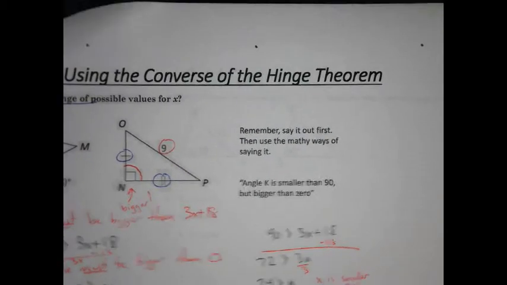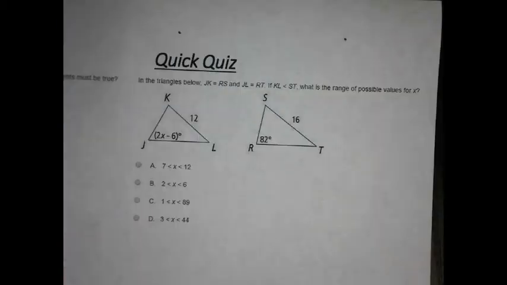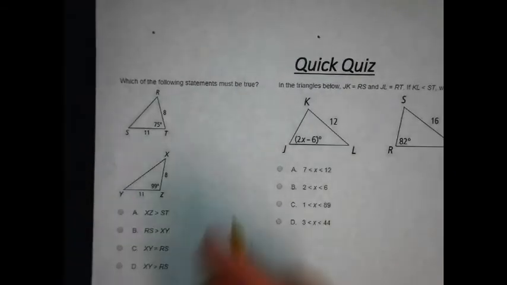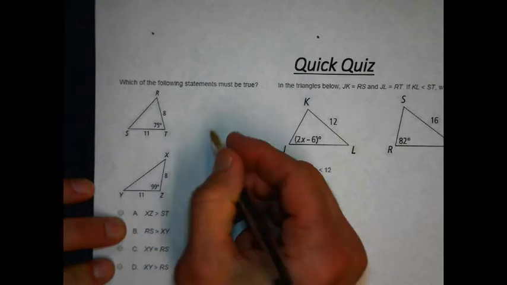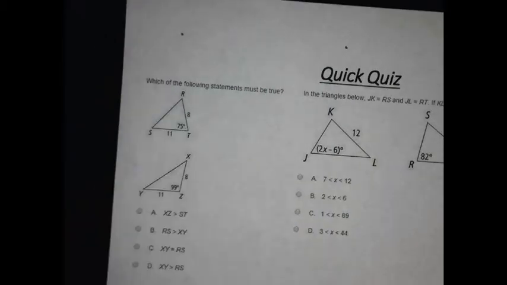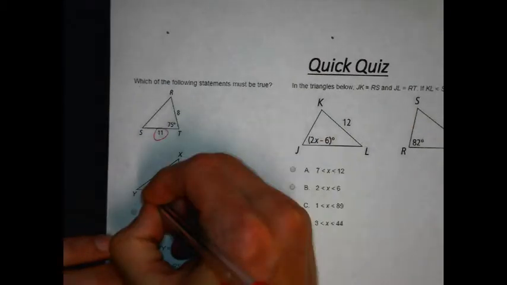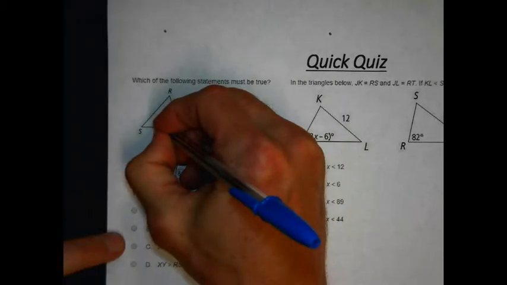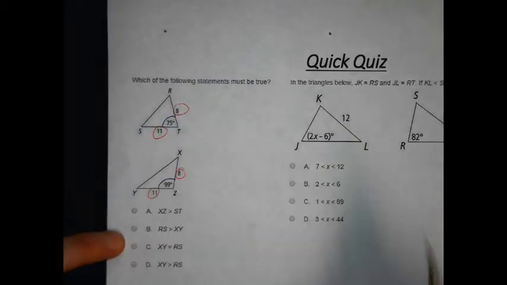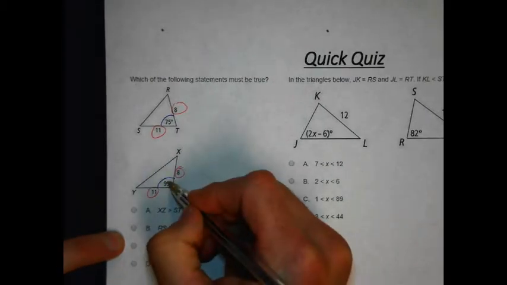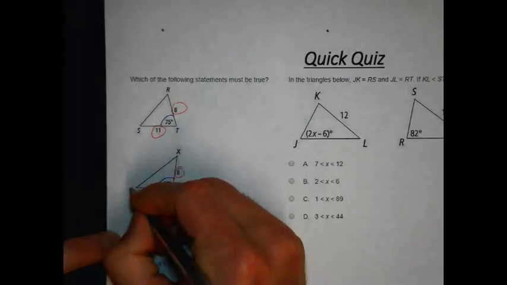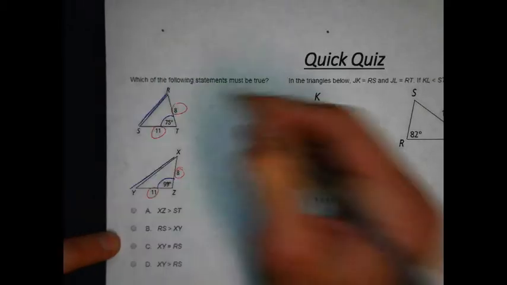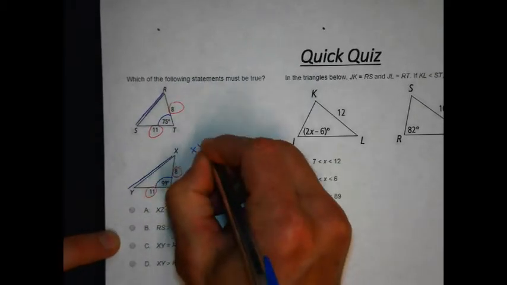So let's end this on a quick quiz real fast, and we'll solidify this whole lesson. Which of the following statements must be true for these two triangles? So check out what's happening. We got 11 and 11, and 8 and 8, and the included angles are 75 here and 99 here. So what do we see? 99 is bigger than 75. Therefore, xy must be bigger than rs. Okay, so we already know xy must be bigger than rs.